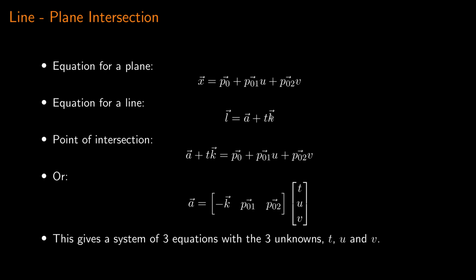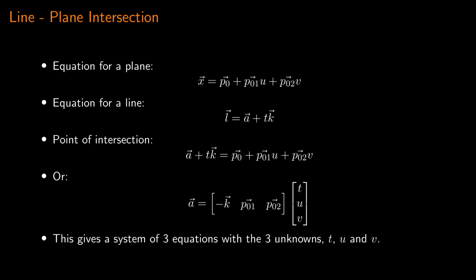And we also saw that we have the equation for a line with the vector L representing every and all points that lie within the line is equal to vector A plus some scalar quantity that we're calling t multiplied by the vector k, where A is the origin point of the line or some point along the line, and k is a unit vector describing the line's direction.